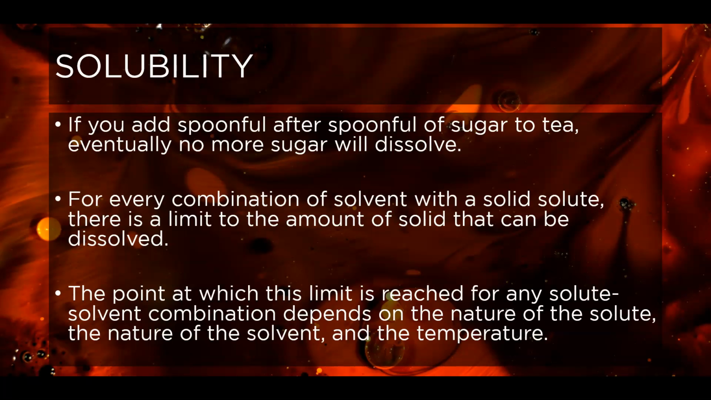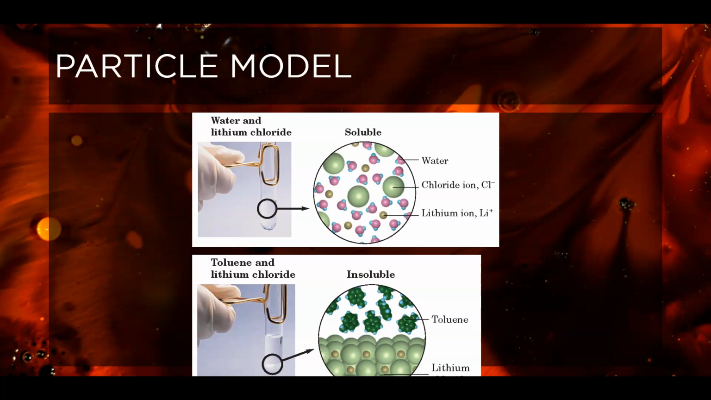So with solubility, eventually you are going to be adding so much solute that you can't dissolve anymore. There becomes a point where you're going to have some of the sugar settling out of the bottom no matter how much you stir it, and you reach a limit of how much solute can dissolve. And this depends on several things. It depends on the nature of the solute, the nature of the solvent, and the temperature. We can actually increase a substance's solubility by increasing its temperature, meaning we can allow it to dissolve more substance.